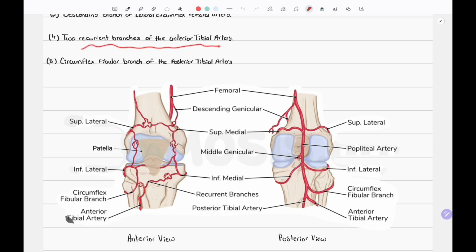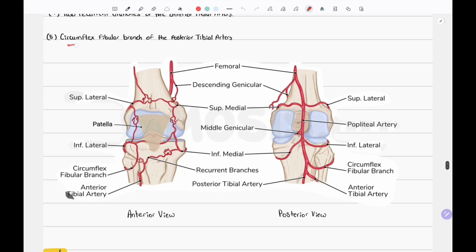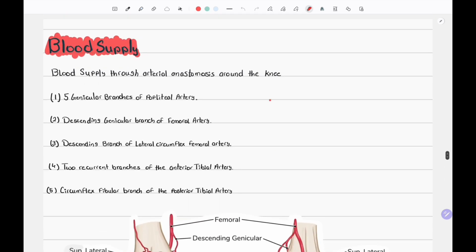So, 2 recurrent branches of the anterior tibial artery, and fifth, the circumflex fibular branch of the posterior tibial artery. Once again, the posterior tibial artery, as not shown in the diagram, also gives a branch which supplies the knee. So the big picture is there are 5 major arteries and their related branches which supply the knee.